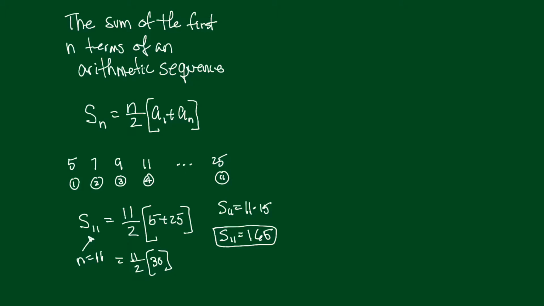Now I want to take this formula and write it a slightly different way, because this formula, I have to know how many terms I want to add up, but I have to know the first term and the last term. What if I don't know the last term? Well, I can get another formula by using my other formula for a sub n. We already know that a sub n is equal to a1, the first term, plus n minus 1 times the common difference. So if I put this down here for this, here's what we'll get.